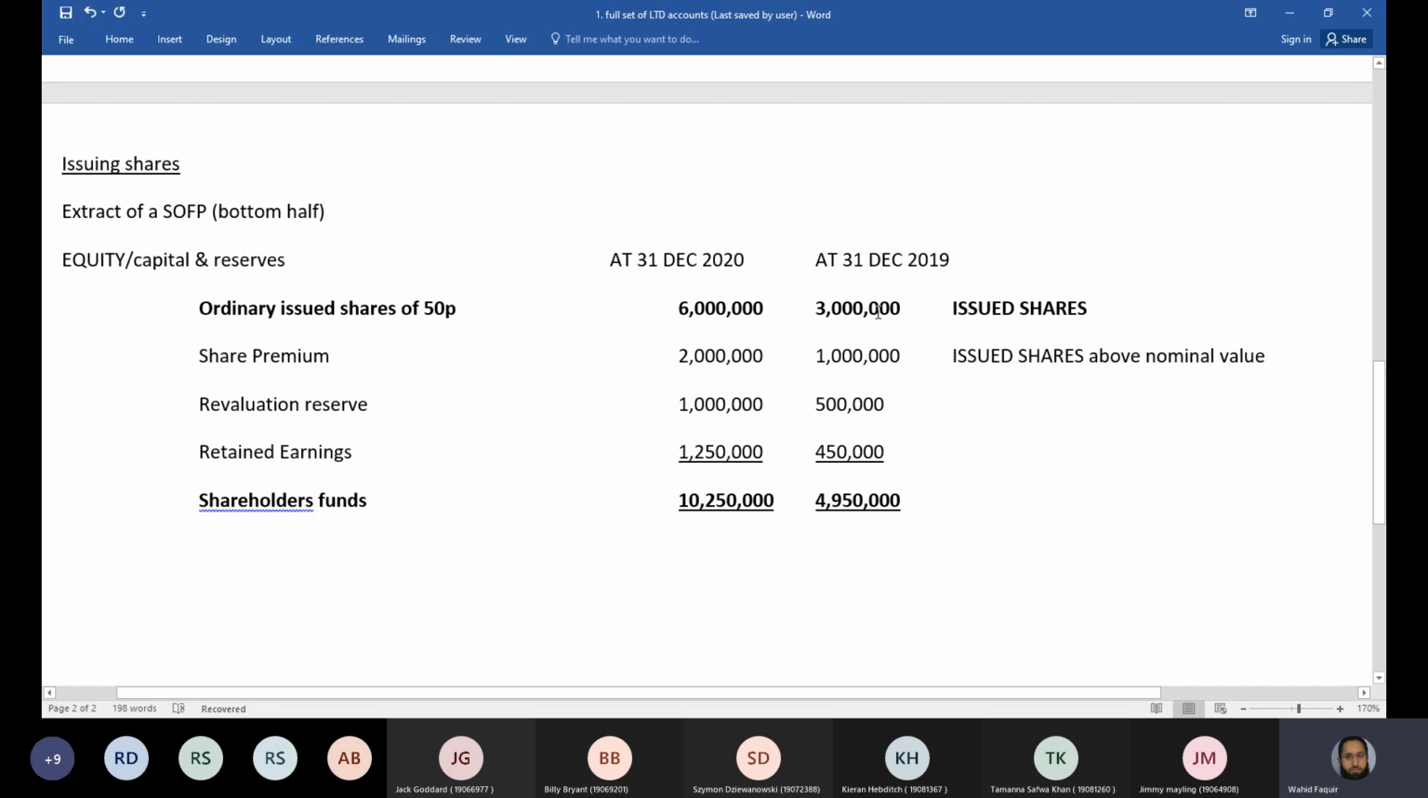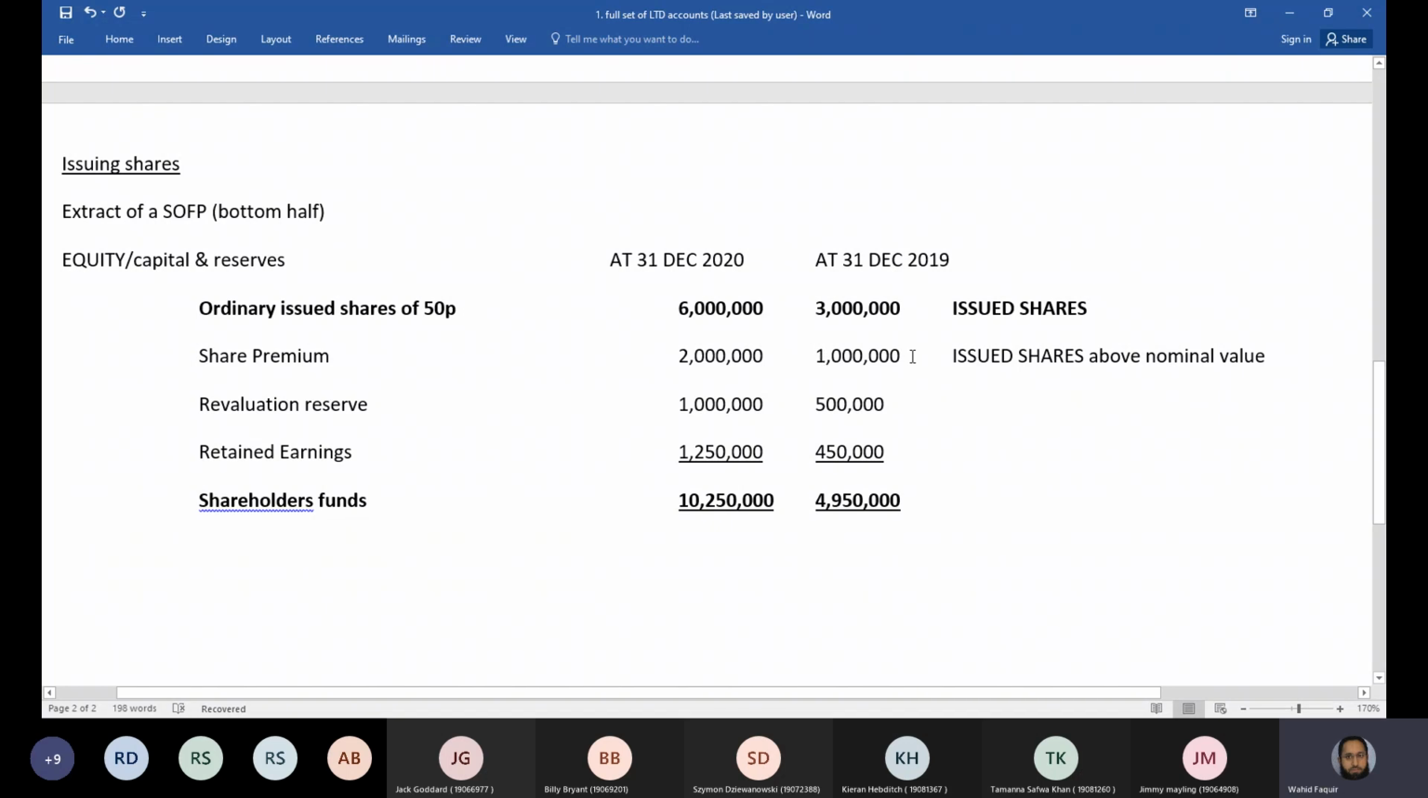In 1 year, we've increased our capital from our shareholders by issuing additional shares. We've doubled it. We've raised £3 million. Now, we don't know where we spent that because we can't see the top half of the statement of financial position. Perhaps it was on extra machinery, motor vehicles, inventory, etc. And some of it's sitting in the bank.